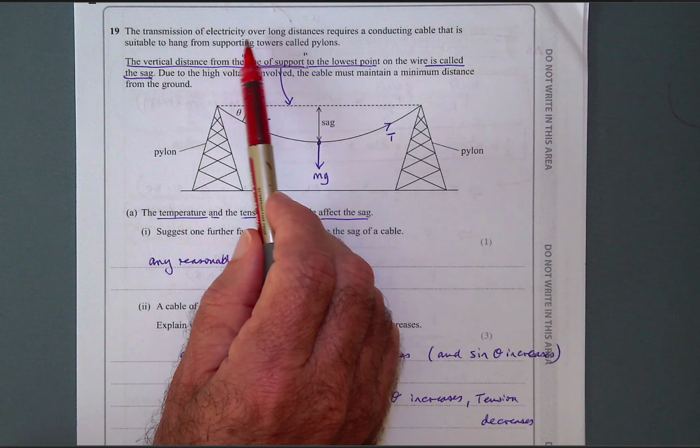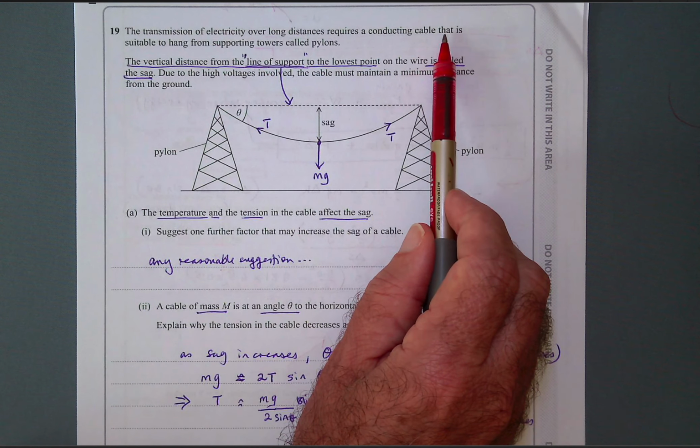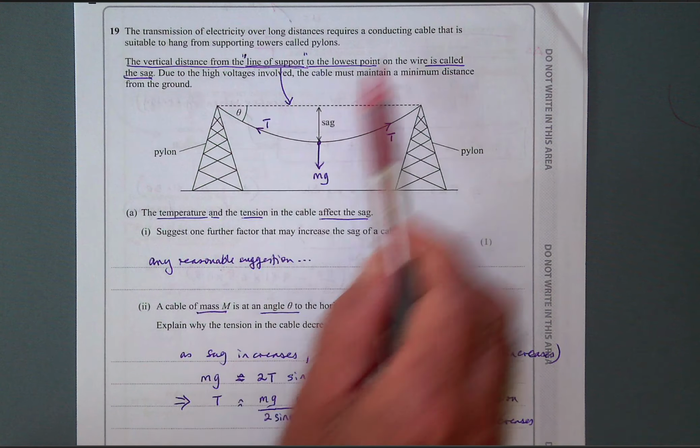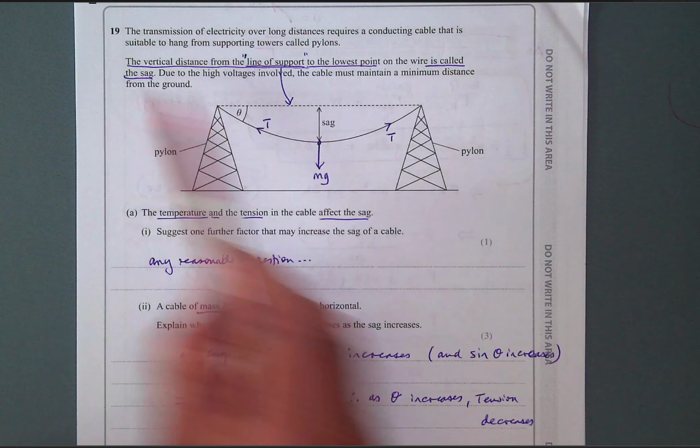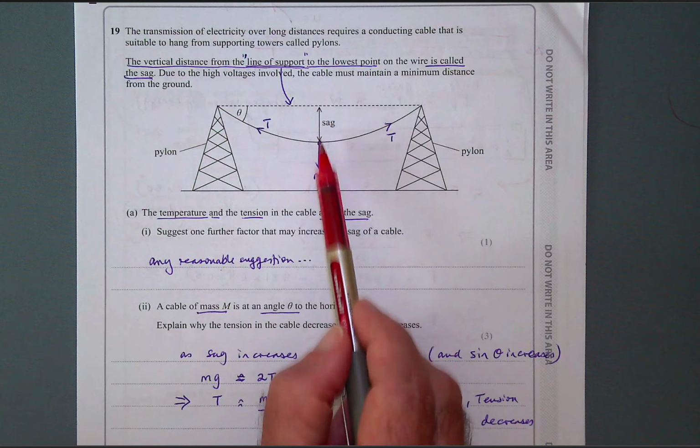The transmission of electricity over long distances requires a conducting cable. That's this. That is suitable to hang from support towers called pylons. You've all seen them. The vertical distance from the line of support to the lowest point of the wire is called the sag. They've labeled it for you. So obviously it sags due to its weight. Due to the high voltages involved, the cable must maintain a minimum distance from the ground for safety reasons. So they say that we need to have a minimum height between the sag point.